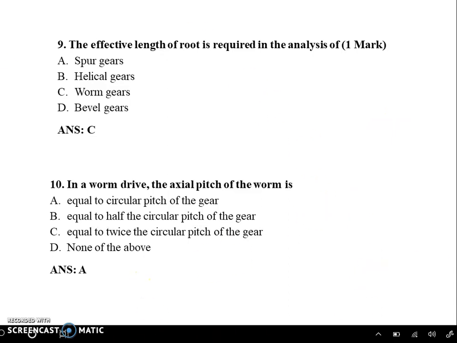Okay, so this is about a few MCQs on worm and worm wheel. There may be a few MCQs based on force analysis. So if this concept of force analysis is clear, then we can solve them. The MCQs will be asked on terminology, geometrical relations, force analysis, and in general velocity ratios, etc. So let us try to answer these questions properly. Thank you.